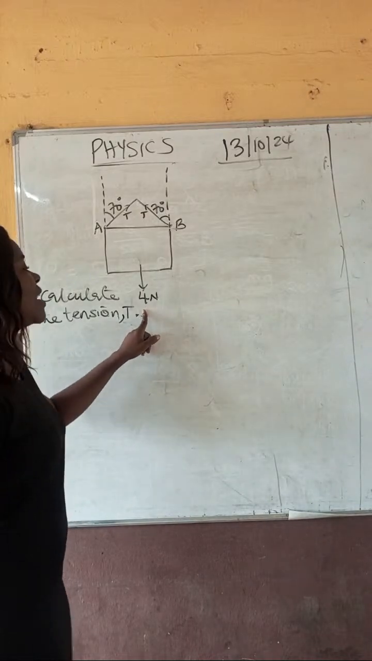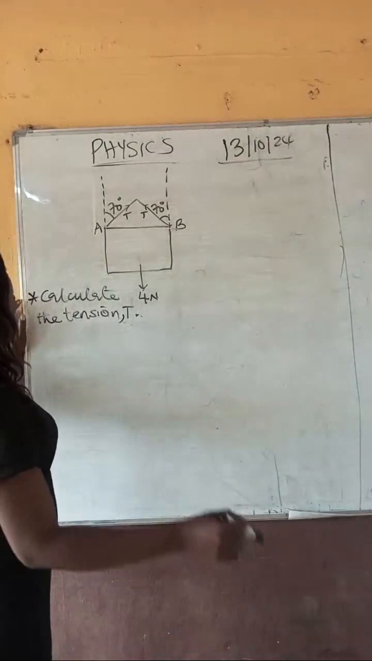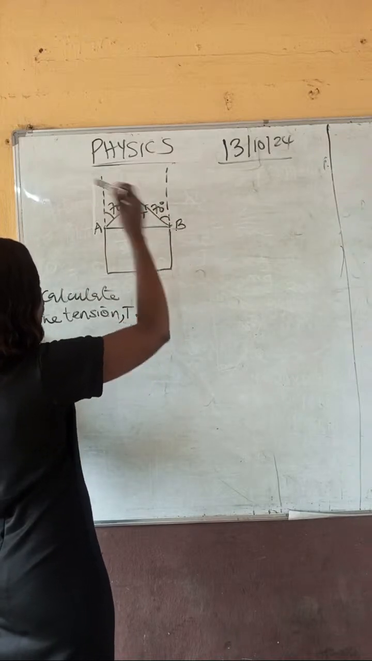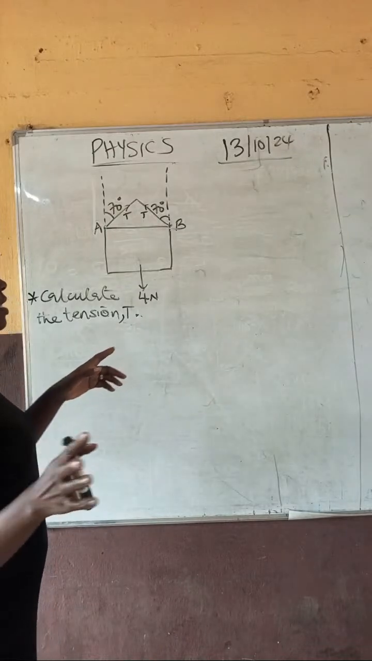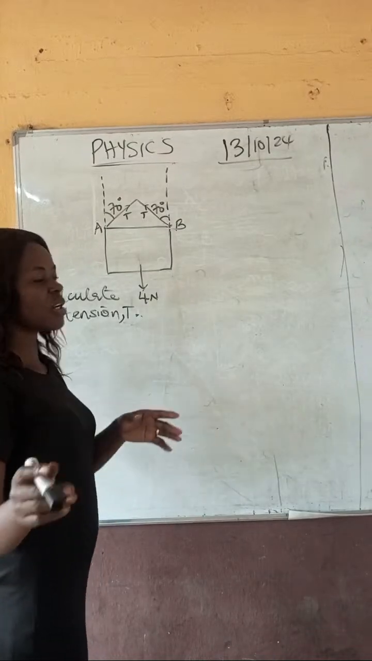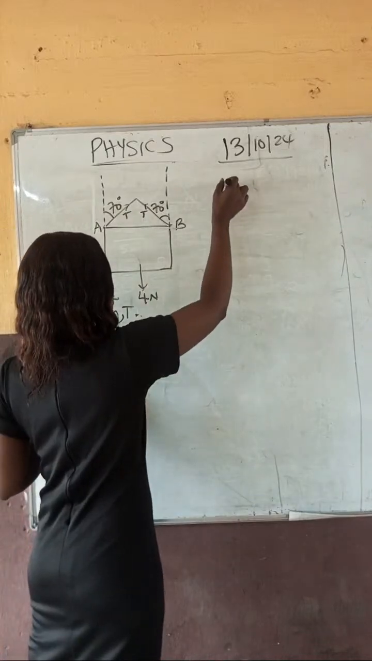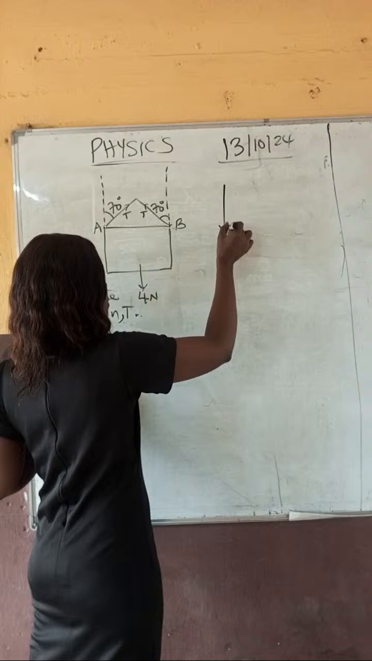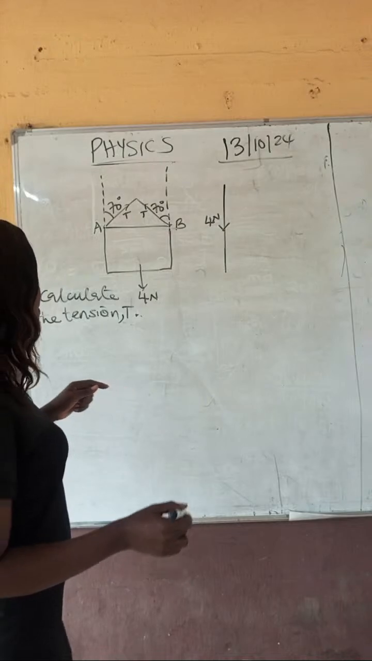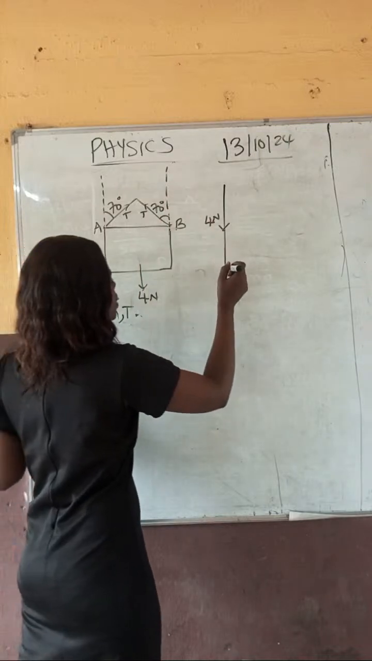This 4 newton is acting down because the weight is going down. Now look at the first tension T is going this way, second tension T is going this way. Now I'm going to use these three forces to form a triangle from the principle of triangle of forces. Now let's draw it together. 4 newton is acting down, so I'll go down. Okay, this is 4 newton, right? Please don't mix it up. Then one of the tensions is going this way, so I'll go this way.